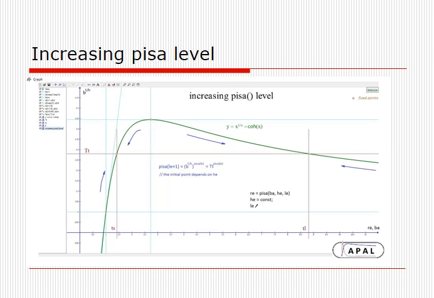Examining the Pisa results when the base and the height are fixed and we are increasing the level, we find the values approach one of two fixed points dependent on base. Which of them is the attracting point depends on the height value.